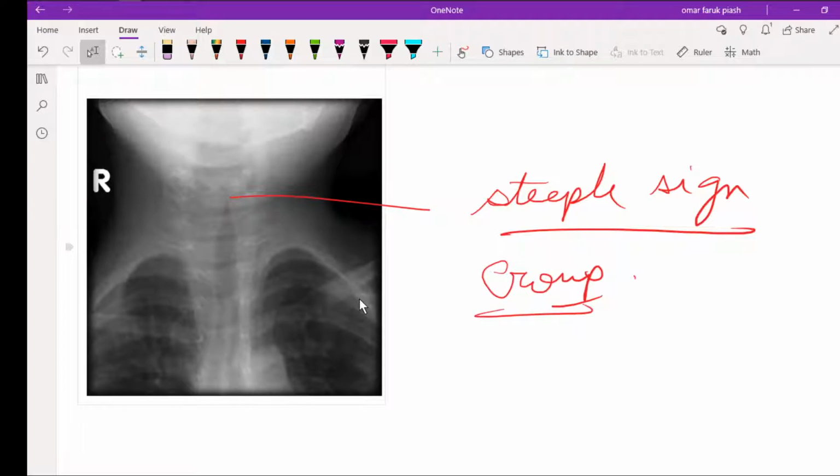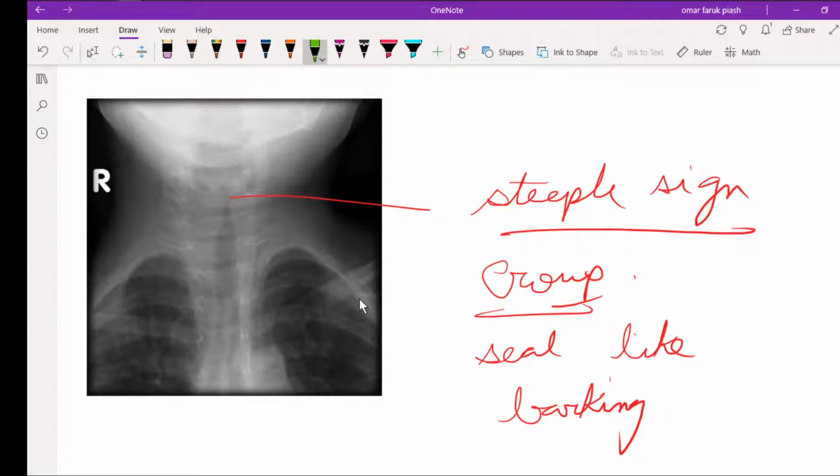Here there is a seal-like barking cough. There is a barking cough and there is inspiratory stridor. And here there is narrowing of the upper trachea and subglottis.